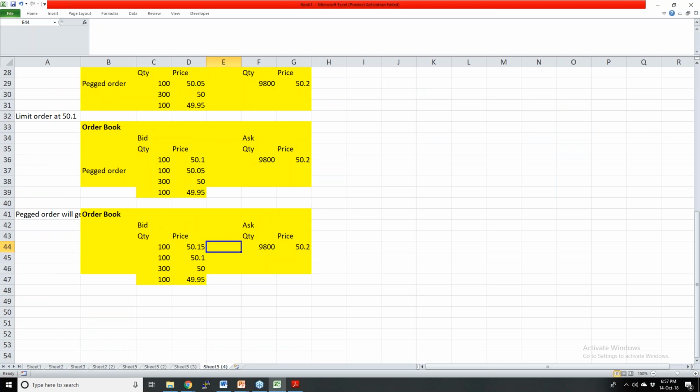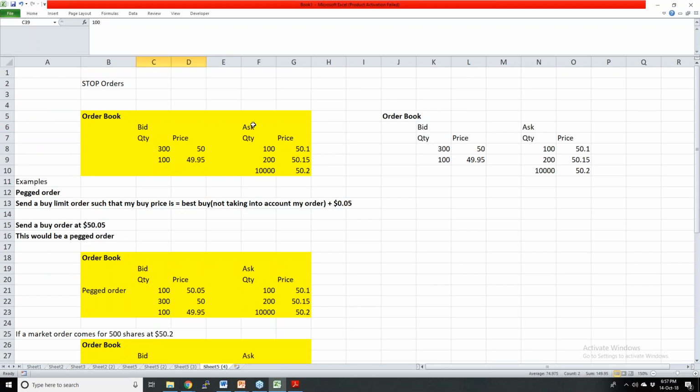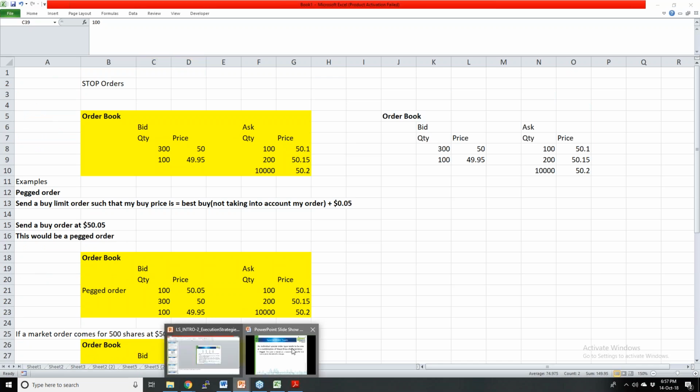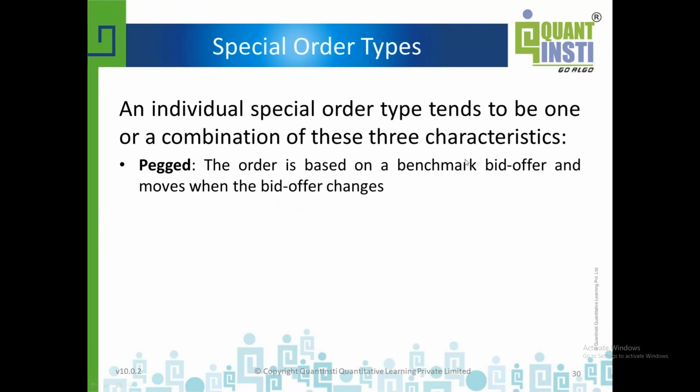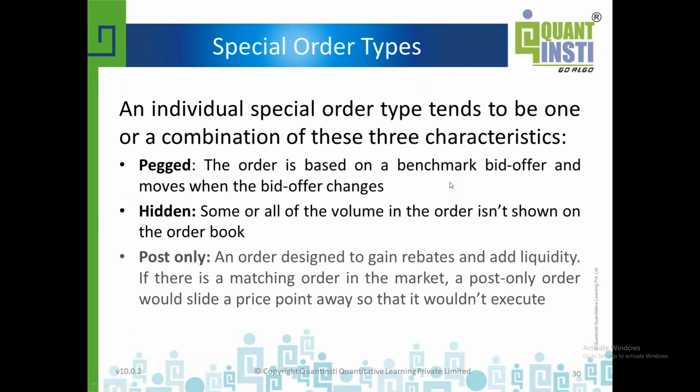So you have to peg your order that way. I will share this Excel. Yeah, it can be pegged to any bid price, bid ask spread or price and something like that. So it's basically based on the benchmark bid offer, right? So hidden, I've already told you.